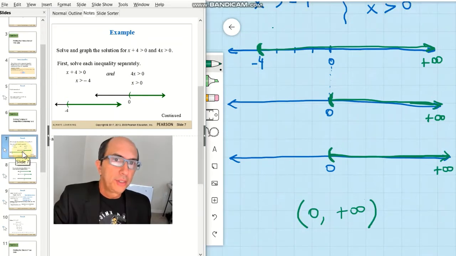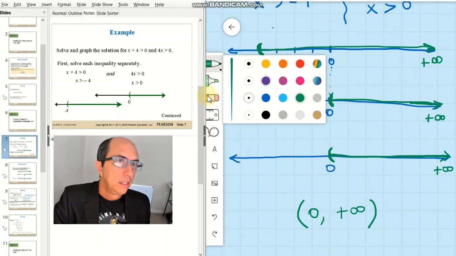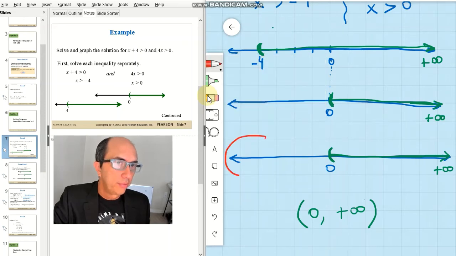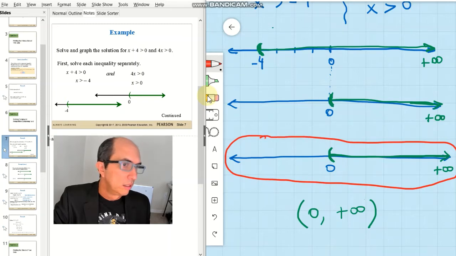So the answer here to graph the solution for x plus 4 greater than 0 and for x greater than 0 is going to be this graph here that we can represent also in interval notation as parenthesis 0 comma positive infinity parenthesis.